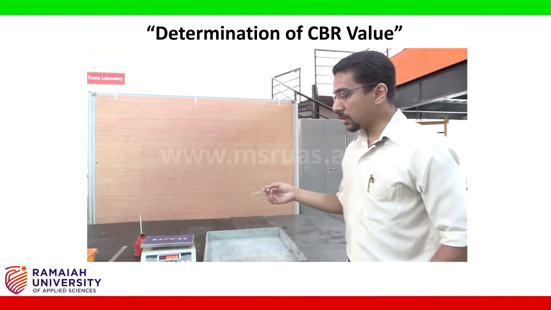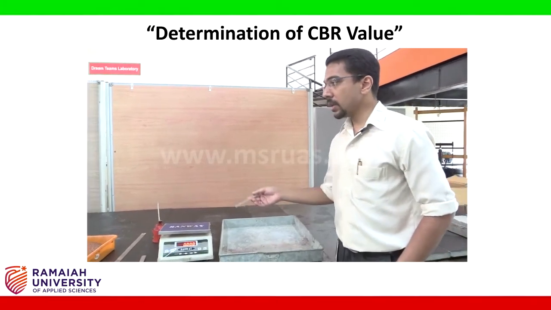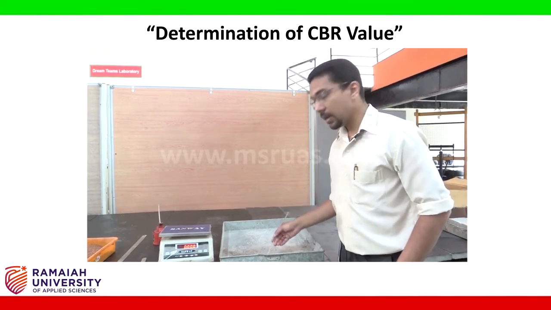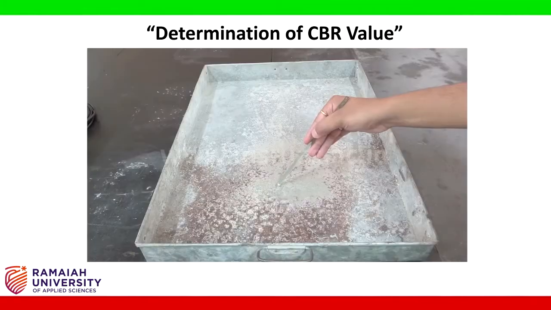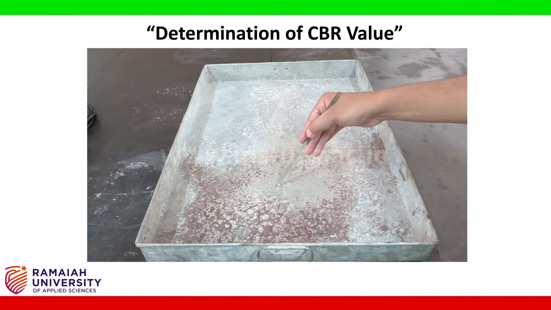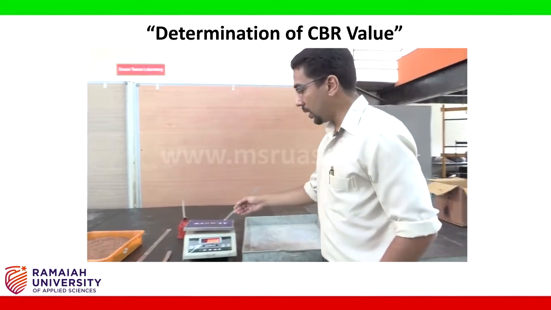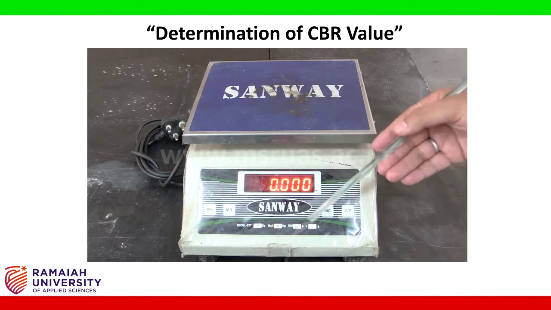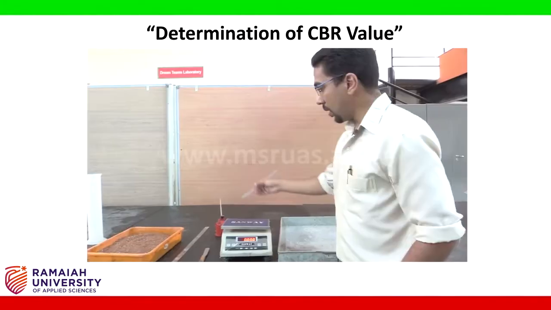I would like to explain to you the various equipment that we need to conduct this test. The first one is the mixing tray, which is required to mix the soil with a known quantity of water, which we call the optimum moisture content. The second is the weighing balance with a maximum capacity of 10 kilos and an accuracy of 1 gram.